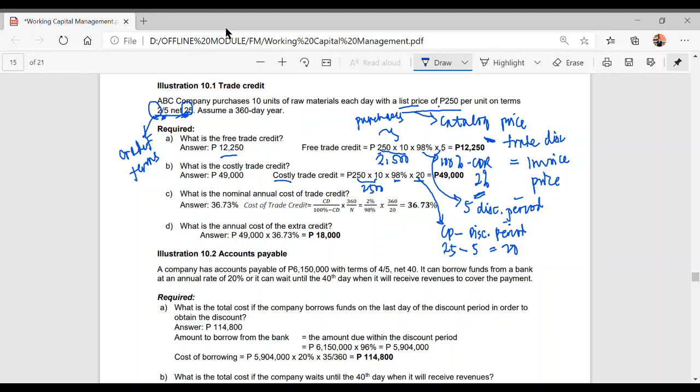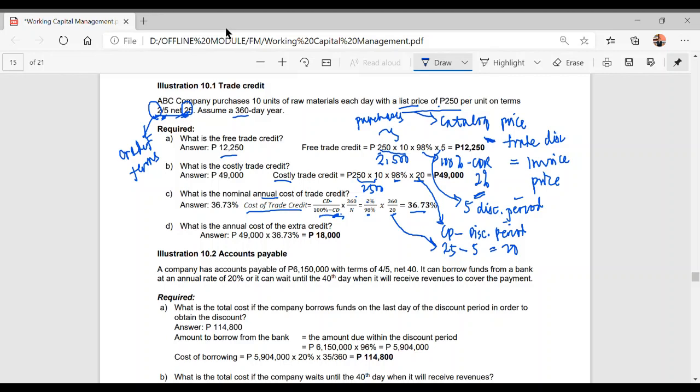Next is what is the nominal annual cost of the trade credit? So this is how you will get the answer. So that's equivalent to the cost of trade credit. We already have this formula earlier. So since it's a 360-day year, we are using 360 as our number of days in a year. So apply the formula. Our cash discount rate is 2%. Then the denominator is 98 because 100 minus 2%, and then you multiply by 360 over 20, which is 25 minus 5, equivalent to 20 days. And you will get 36.73%.